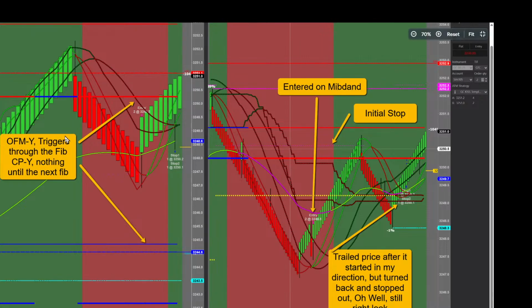Strong triggers, clear path, nothing to the next. This is such a good look. Pull back, and you are in a couple ticks below the midband. Perfect entry. And you just held that stop. Trailed price after it started in your direction, but turned back and stopped out. Oh well, still the right look. I agree.